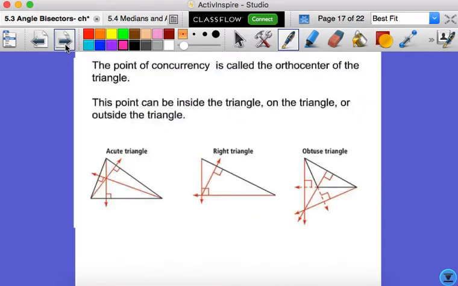So the point of concurrency for all of the altitudes is going to be called the orthocenter. This point can be inside, on, or outside of the triangle. So in an acute triangle, it's inside. For a right triangle, it's at the corner of the 90-degree angle. And for an obtuse triangle, it's outside the figure.